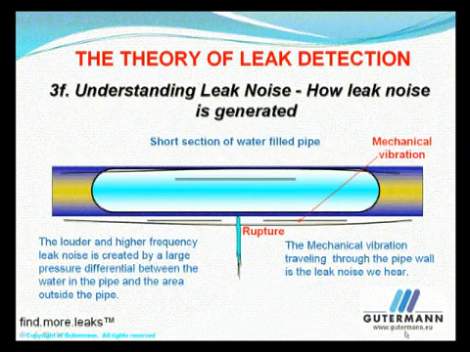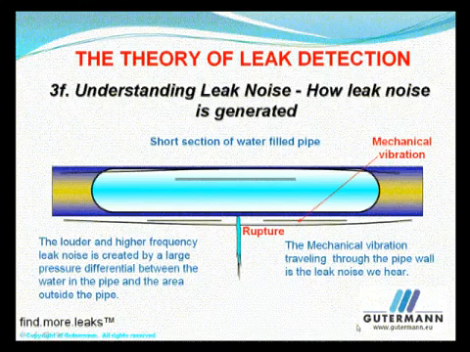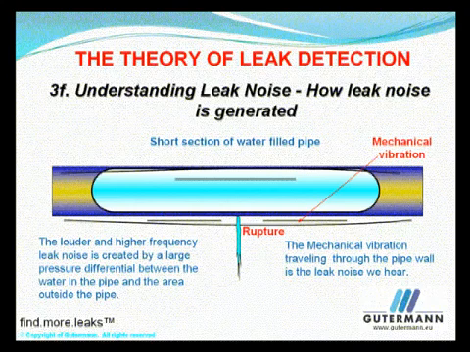How leak noise is generated. Water escapes through a hole at high speed when there is a big pressure differential between the inside and outside of the pipe. As this water jets past the pipe wall, it creates a mechanical vibration which travels along the pipe wall. A larger pressure differential creates a louder noise at a higher frequency.